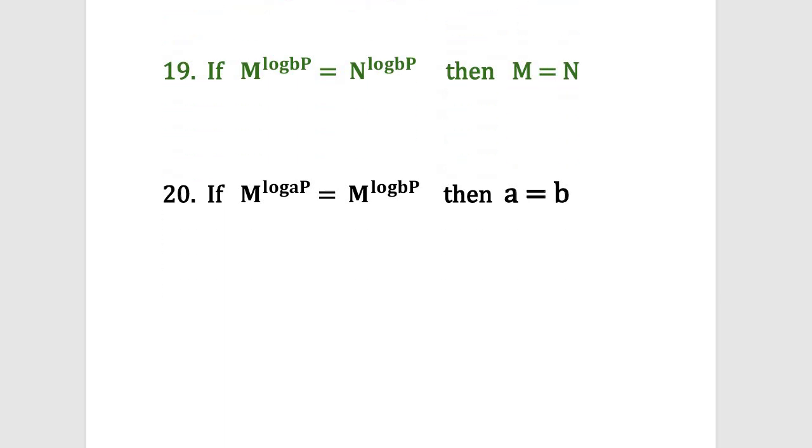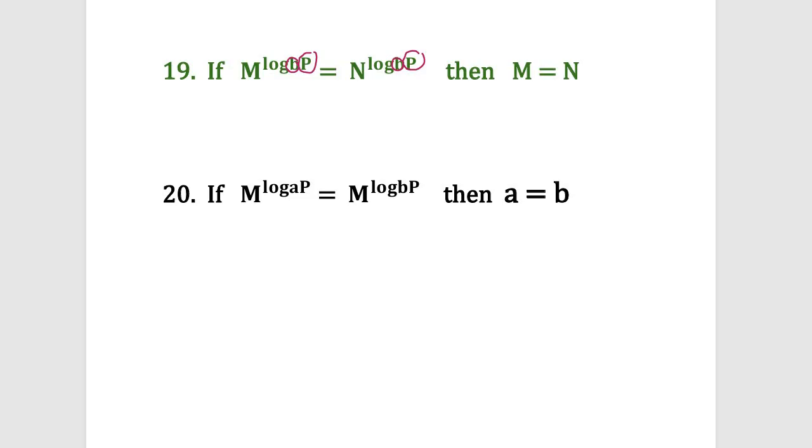Formula 19, if m to the power log base b p equals n to the power log base b p, then we can write m equals n. In this case, base b and the number p both are equal, so we can write m equals n.